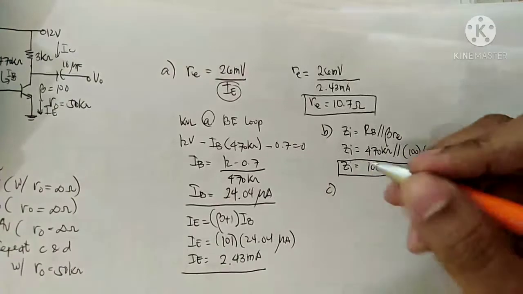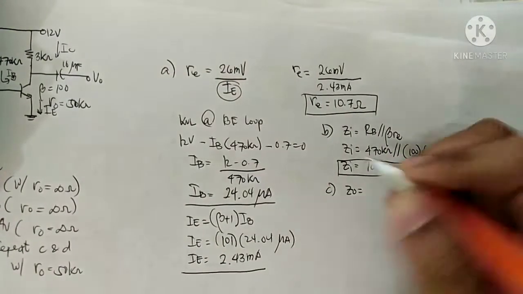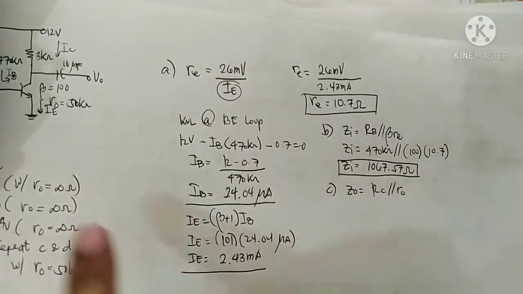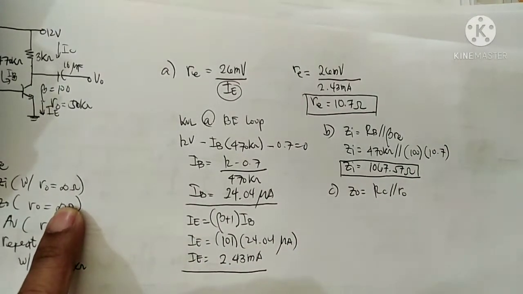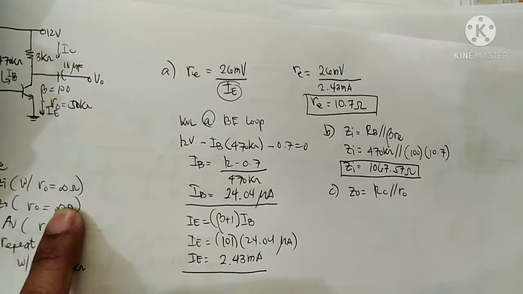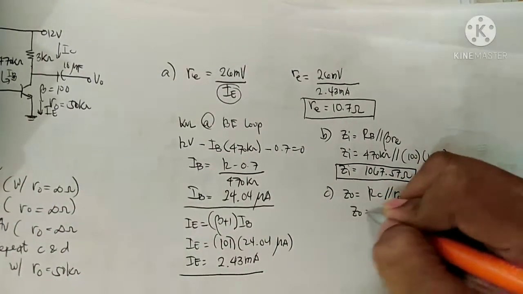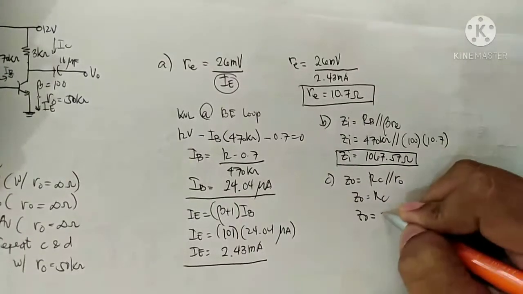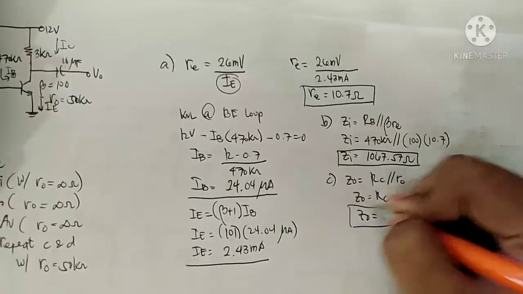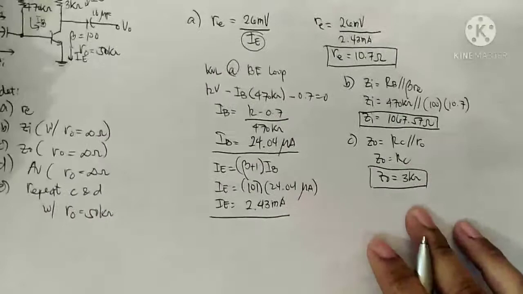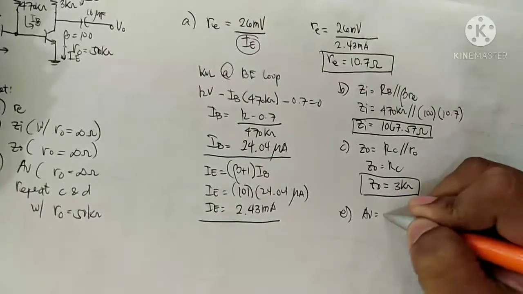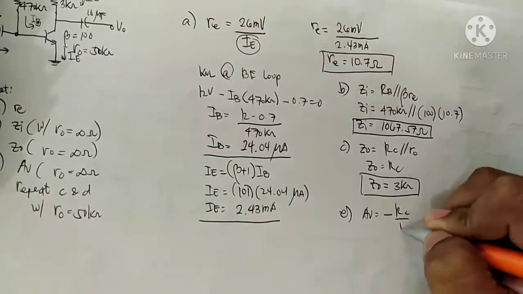Next, letter C. Since R out is infinity, RC parallel R2, since R is infinity, it's just ZO is equal to RC, which is 3 kilo ohms. So there you have it. Voltage gain AV is equal to negative RC over RE.